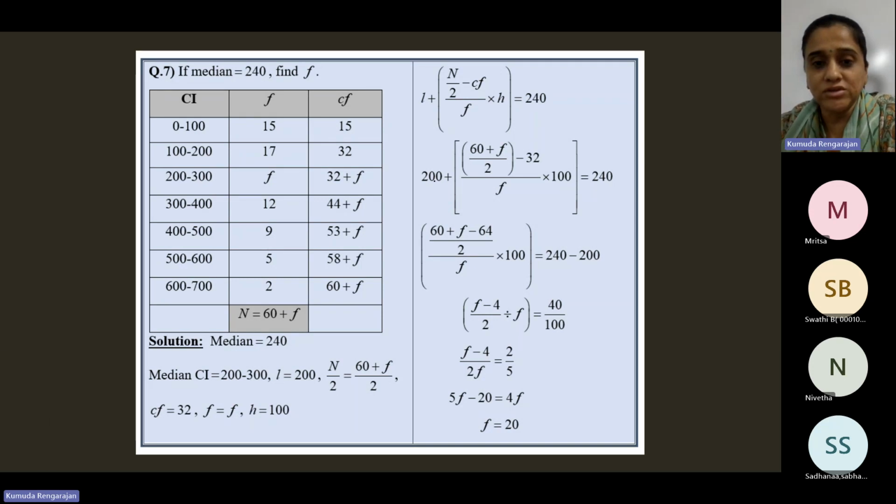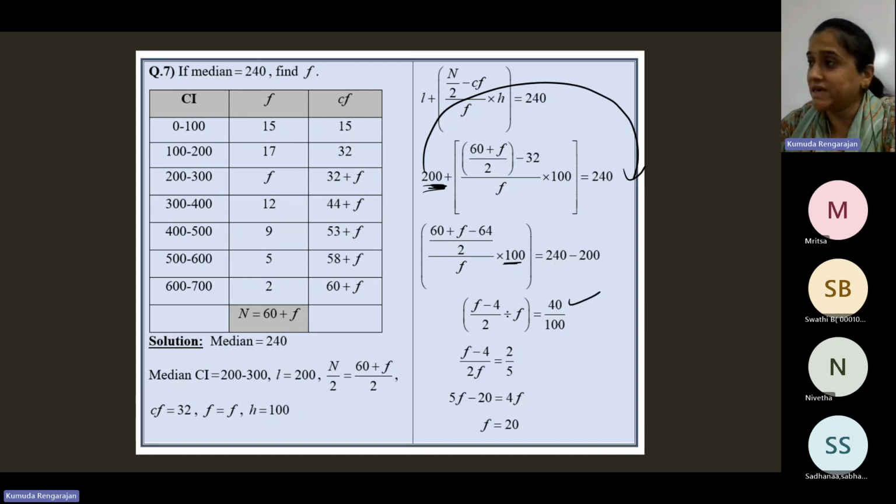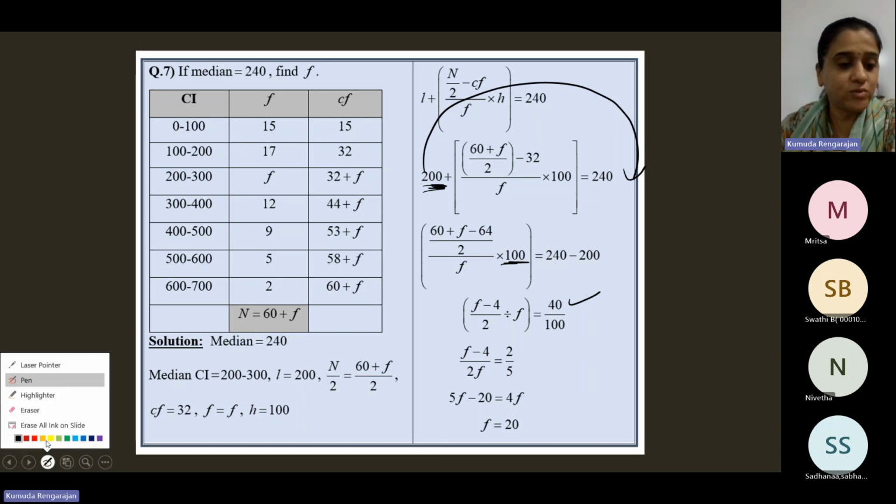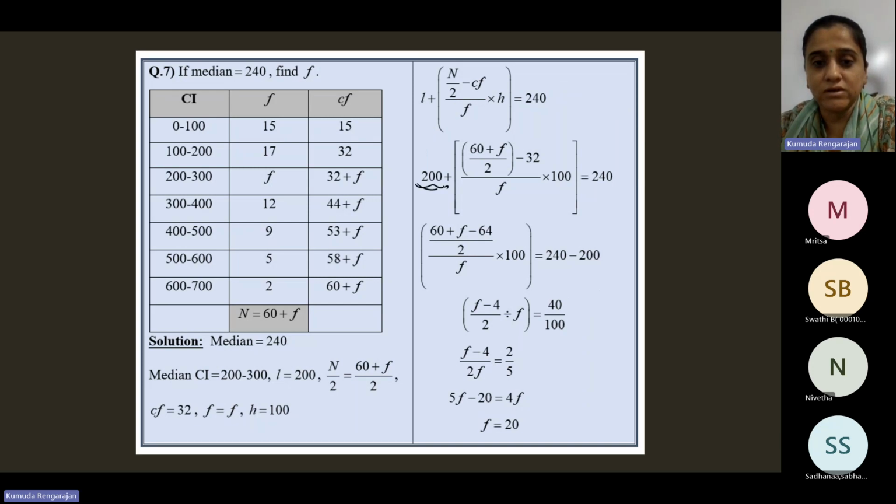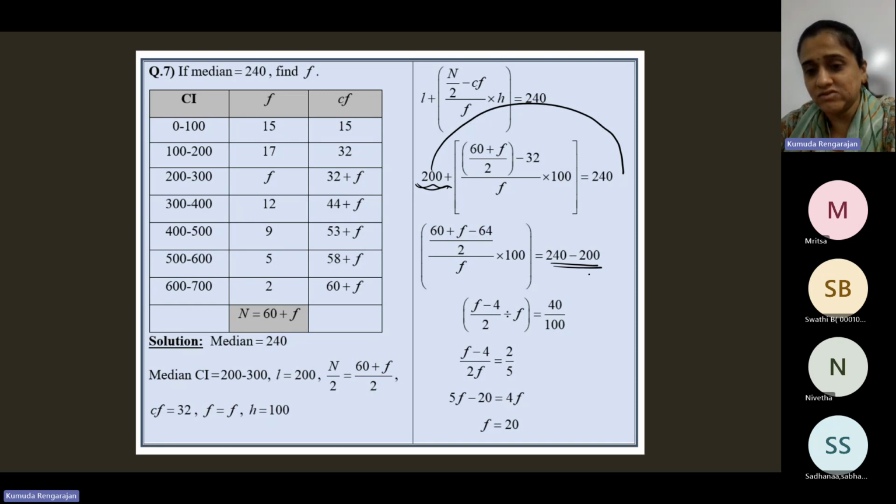And always, this number will first be transposed. So this 200 will become minus 200 on the other side. And 240 minus 200 is 40. Then this into H will become by H. This into 100 comes to the other side as by 100. First, you must transpose this one. That's the first step. Then 240 minus 200 is 40. Then this 100 will come down for division. Into 100 will become by 100 on the other side.